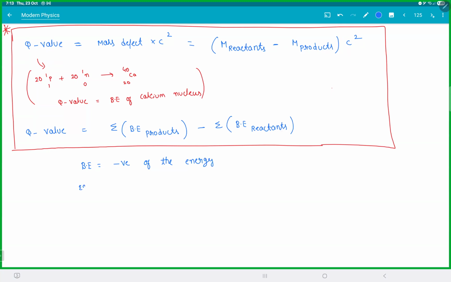Example, what is the energy of an electron in the hydrogen atom?